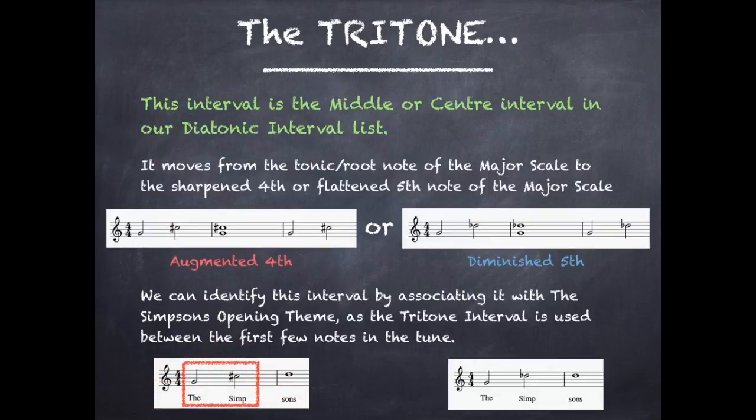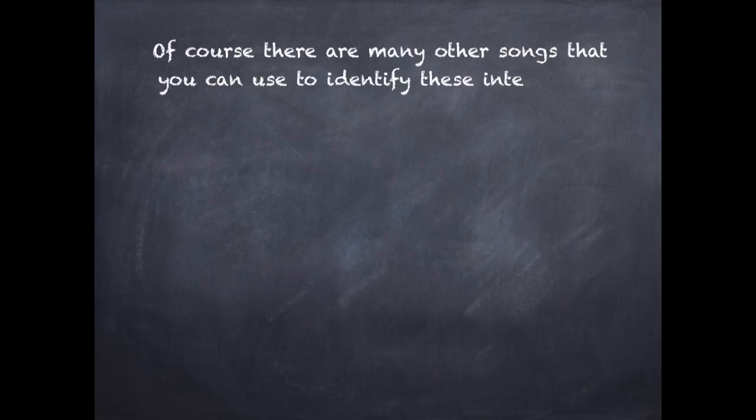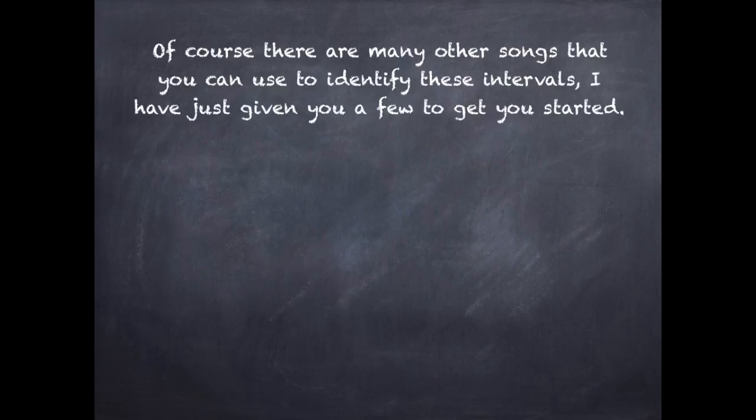As you can see, the theme is presented in both the augmented fourth and diminished fifth ways. They look different, but they sound the same. And because they sound the same, we use the term tritone to identify this interval. Of course, there are many other songs that you can use to identify these intervals. I've just given you a few to get you started.